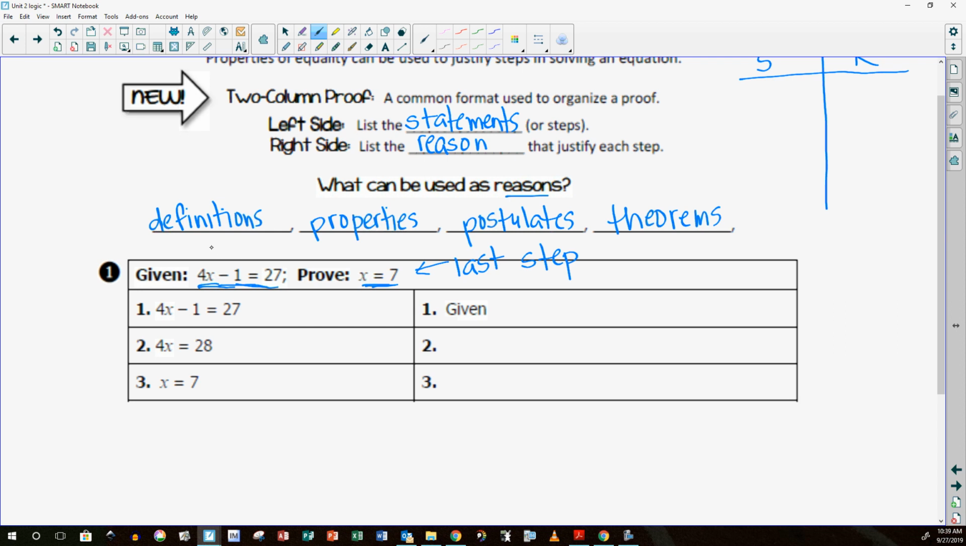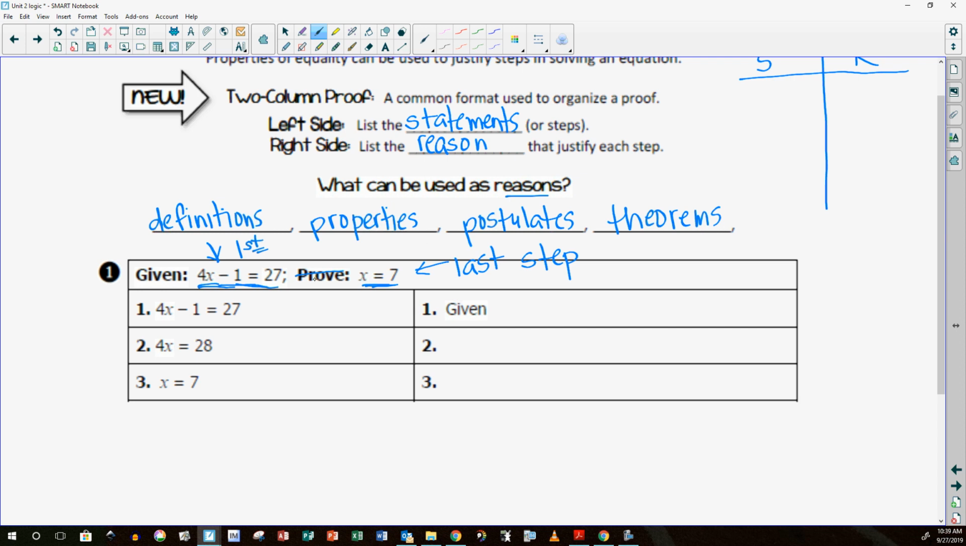This will always be your very first step, because you can't write something until you're given something to start with. And the reason that you're writing it down is because that's what is given. The word prove will never be used in the proof. You can't say, oh, here it is, I'm going to write prove because I wrote given next to this. That is not how it works.